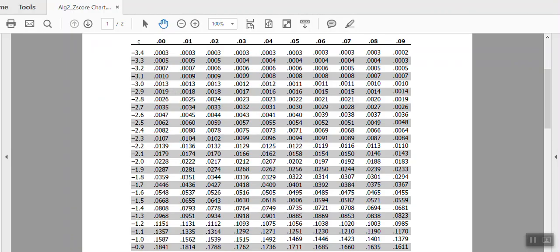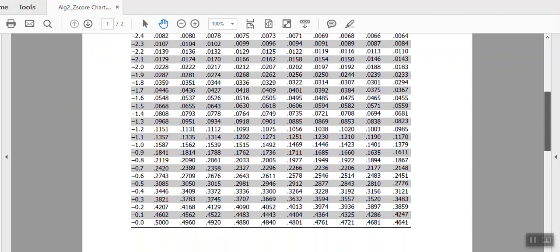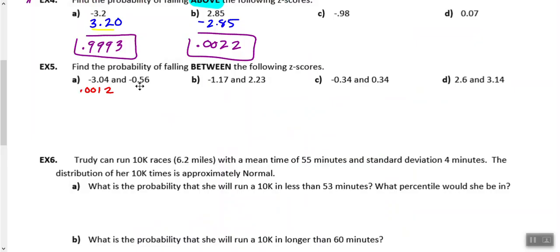I also need to find the probability that matches with the negative 0.56. So again, I'm going to go here. I'm going to look for my negative 0.5, and then go over to the 6. And I get 0.2877. So this one gives me 0.2877.